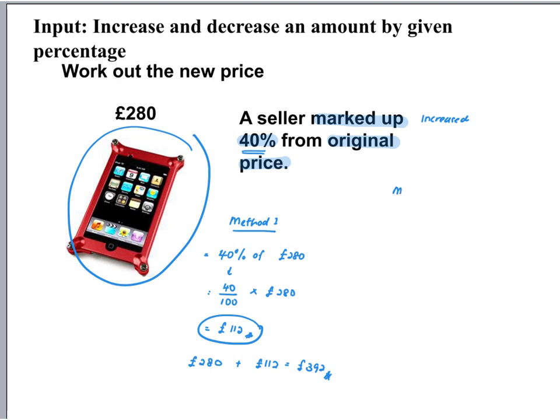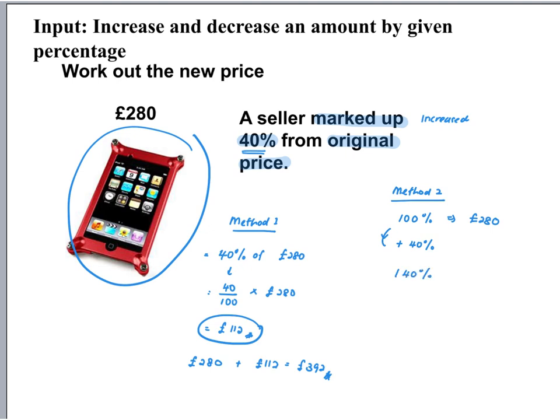Let's now use method 2 to solve this. Okay, now remember, our 100% represents the original price. So in this case, 100% here represents £280, right? But then we need to pay an increased price of 40%. So what is the percentage that we need to actually pay? We need to pay an increase of 40%, and that would be 100 plus 40, which is 140%.